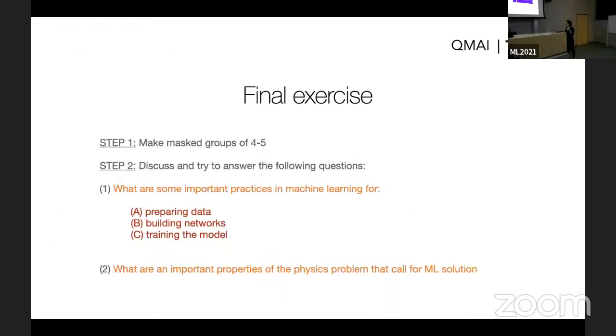We are running out of time. I am going to skip this. I also wanted to do an interactive exercise here, but we don't have time.